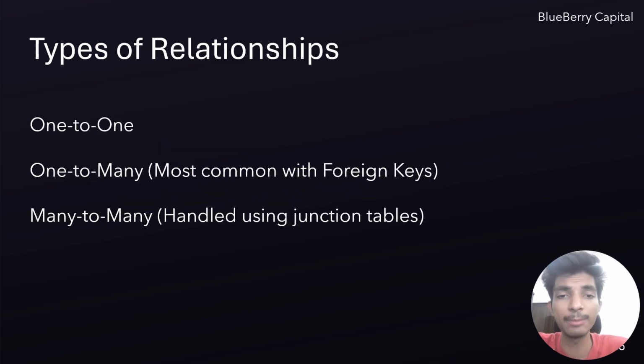So we can have types of relationships. For example, one to one: one foreign key in one table can reference one unique primary key in another table. We can have one to many, which is the most common with foreign keys, and there is also many to many, which is handled using junction tables. Junction tables are out of the scope of this PPT, but they are also quite often used in practice in industry.